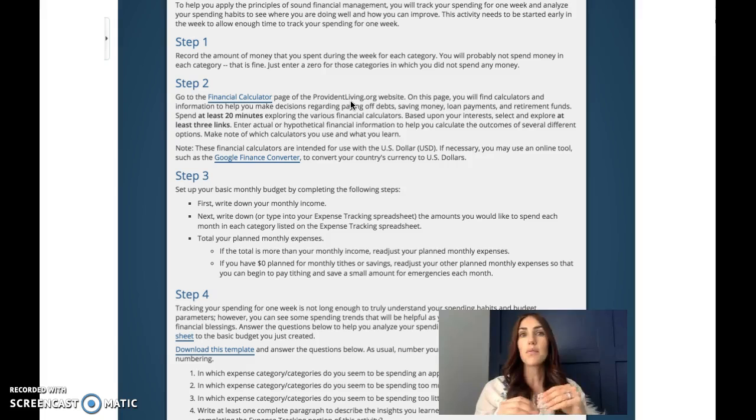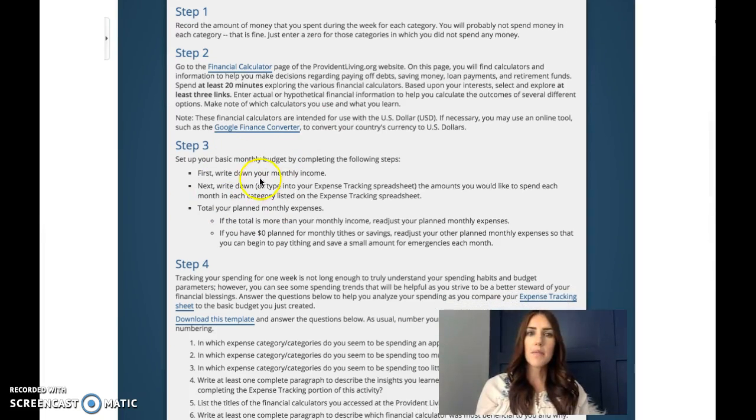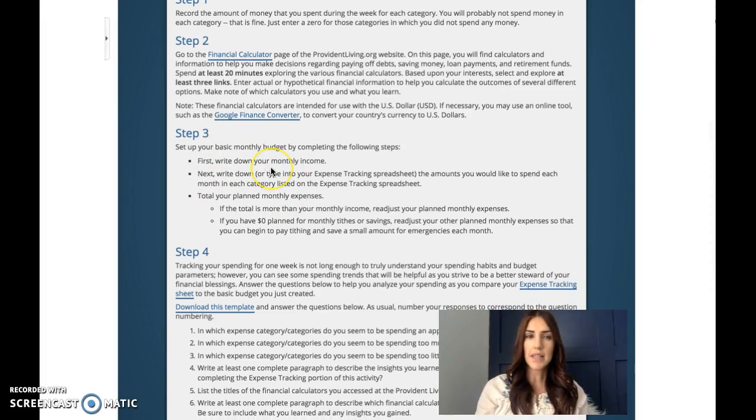There's different ones about how long will it take for me to pay off debt? How long will it take for me to save up for this amount of money? Then, number 3, you need to make a little monthly budget. Decide how much you make, how much you want to spend in each area, and plan it out. So it gives you the steps there.